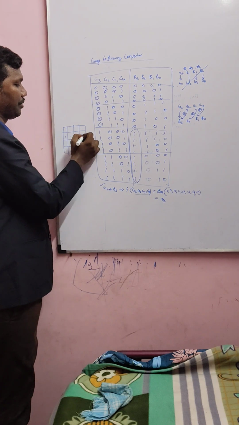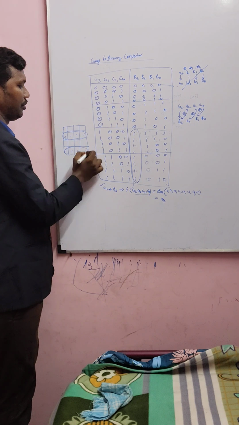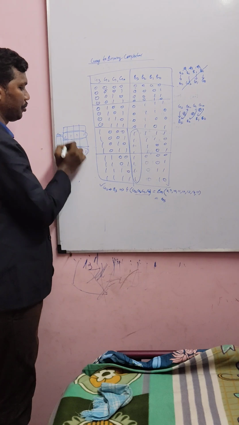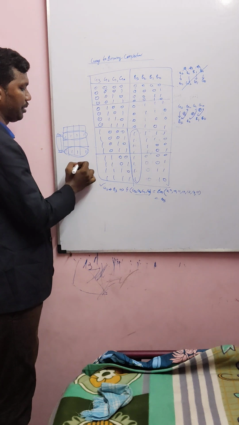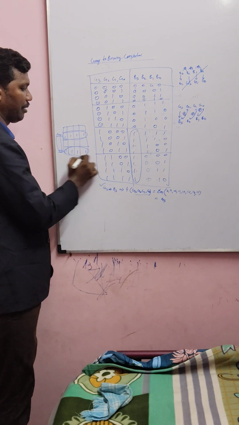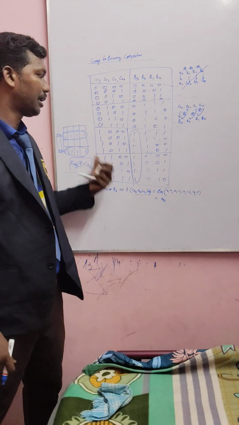This is 4, 5, 6, 7, 8, 9, 10, 11. So this is 1 and this is 1. So what is the common term among these two cases? You may get it as B3. That means G3 exclusive-OR G2. Since I have more practice in that, I wrote it directly without substituting in the K-map and found it directly.